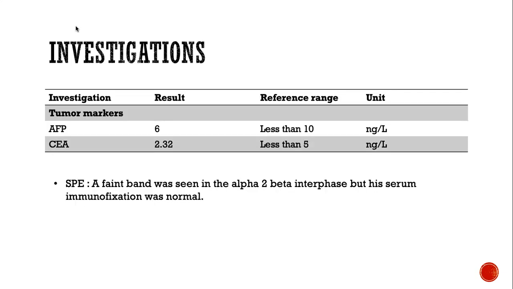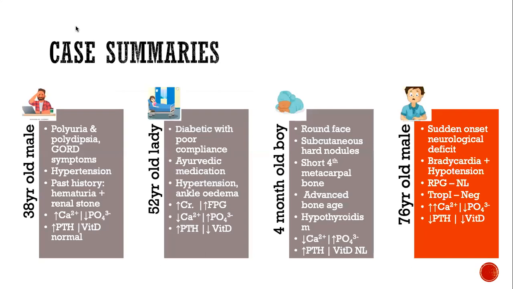Further, we have done tumor markers of alpha-fetoprotein and carcinoembryonic antigen level, and both were normal. The serum protein electrophoresis had revealed a faint band in the alpha-2 beta interface, but his serum immunofixation was normal. In summary, a 76-year-old male presented with sudden onset of neurological deficit with bradycardia and hypertension, revealed a normal random plasma glucose value with negative troponin I, with very high serum calcium, low serum phosphate, low PTH with low vitamin D level.